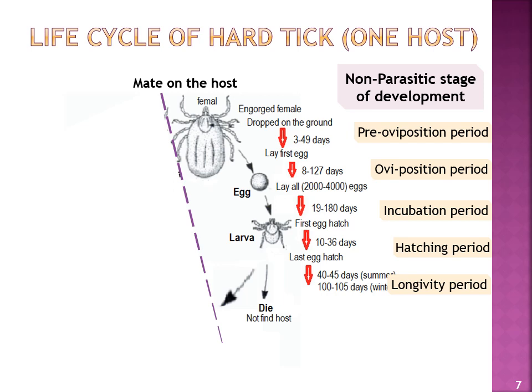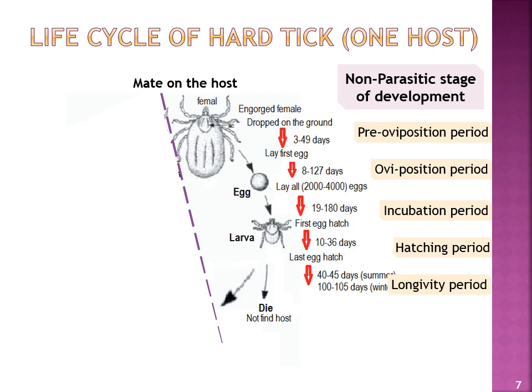It's a very important period when we are thinking about a control program, especially if we want to make a physical control, because at this period, if the larva doesn't find a suitable host, it will die after the longevity period ends, which is from 40 to 45 days in summer and from 100 to 105 days in winter. So if the larva doesn't find a host, it will die.